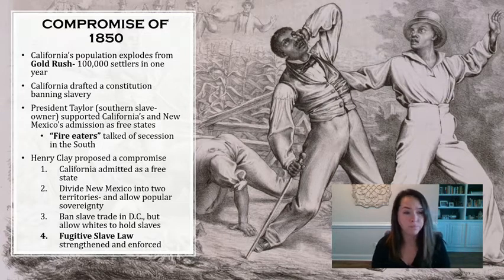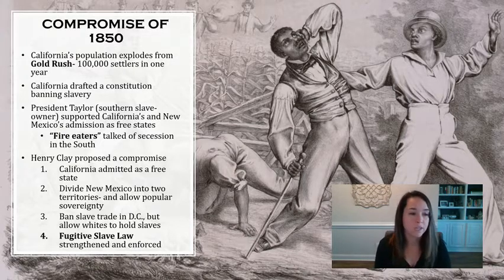Now, President Taylor, even though he is a Southern slave owner, he did support California and their constitution, as well as New Mexico and eventually Arizona. And so in response to that, a lot of Southerners were upset and they were called fire eaters, but they started talking about secession this early in 1850.